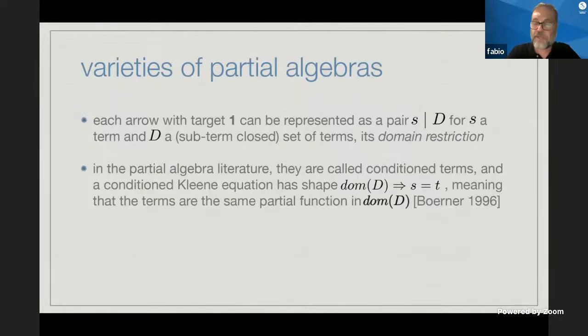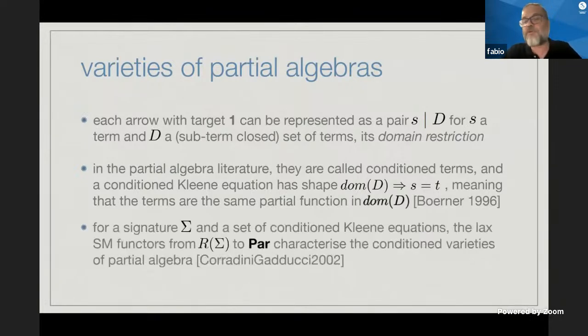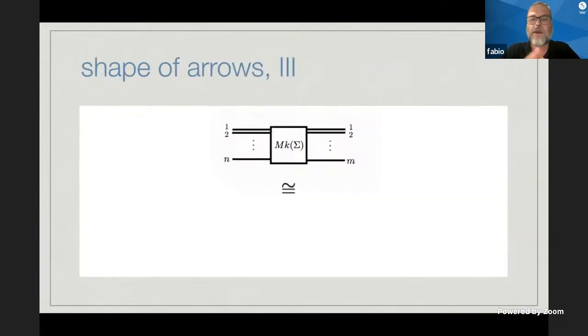So what happens? Now we have an easy way to give, in the style of a functorial semantics for total algebras, the same for partial algebras. I simply give a signature and a set of conditional equations, and then I take the lax symmetric monoidal functor from the restriction category built out of sigma to Par. And this one characterizes the conditional varieties of partial algebras. This is a known result, even if it has been reformulated in a more modern terminology.